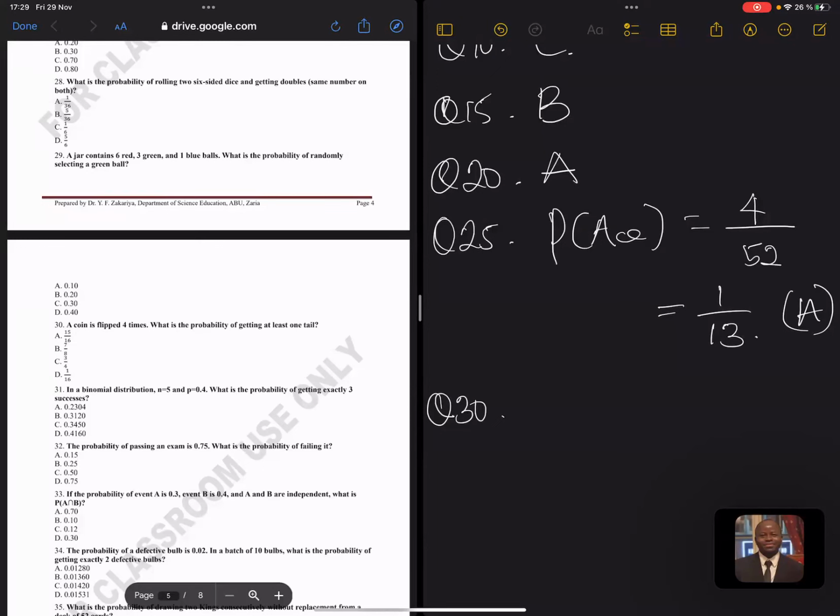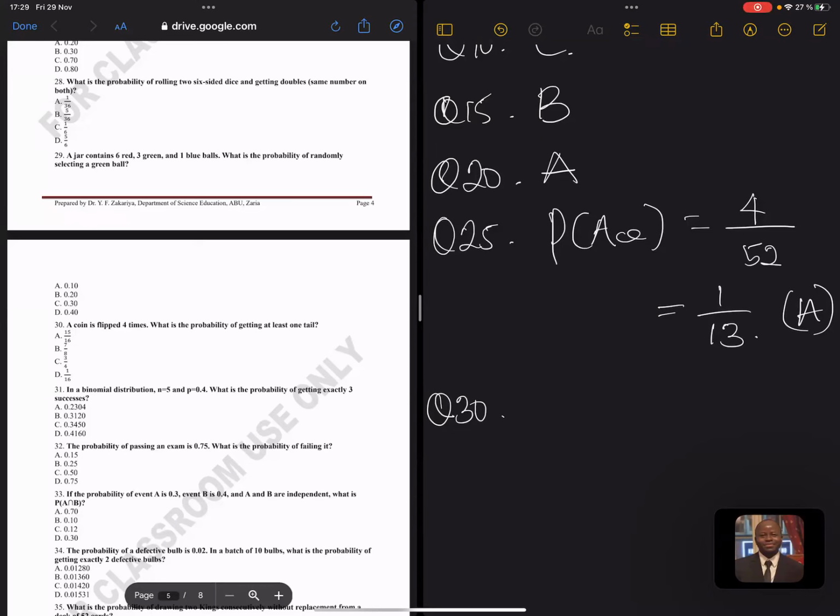So that means you calculate the probability of getting exactly 1 tail, then calculate the probability of getting exactly 2 tails, and then exactly 3 tails, and then exactly 4 tails. And then you add them together. This is one way to do it.